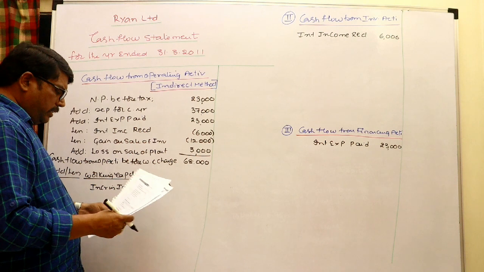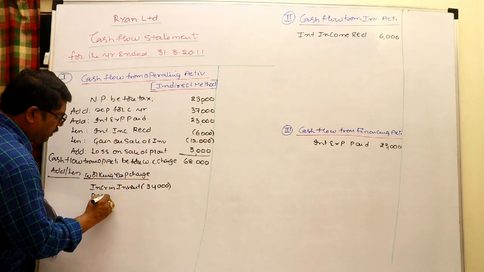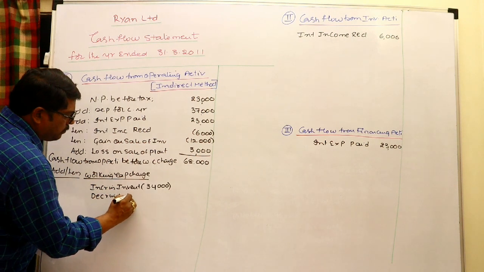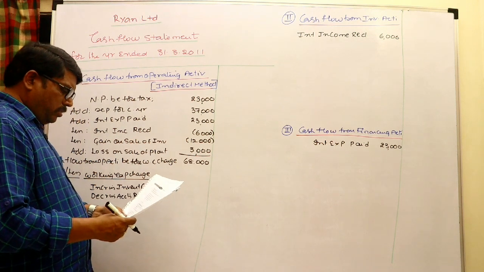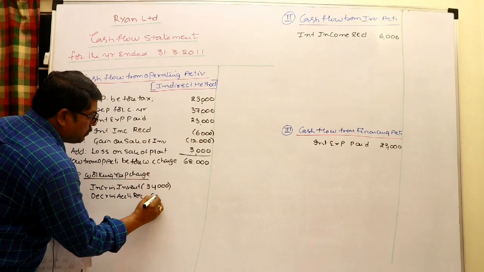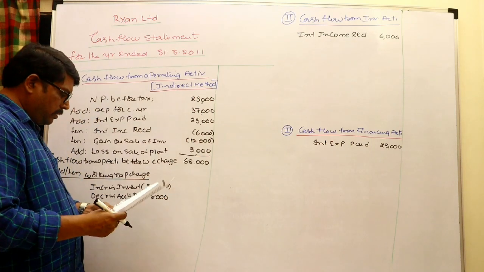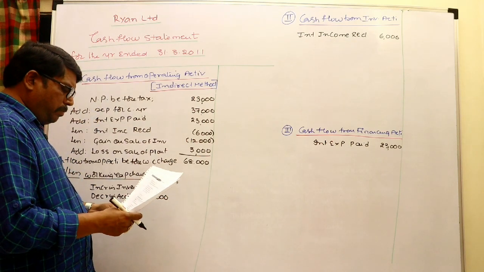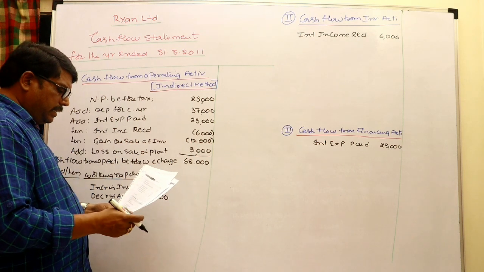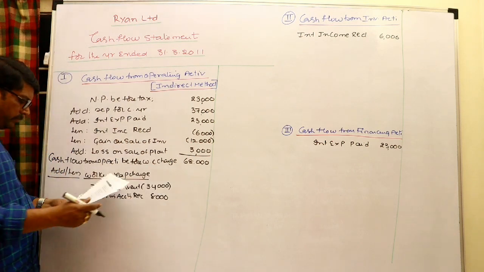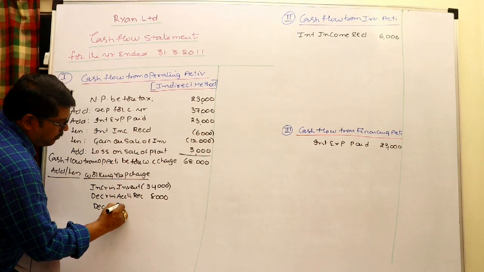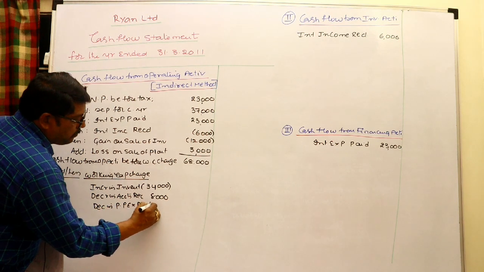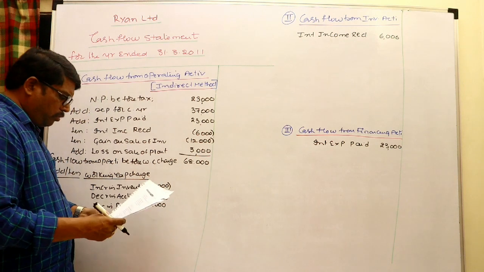Accounts receivable decrease: a decrease in accounts receivable is an inflow. That is 8,000. Cash need not be considered. Prepaid decrease, current asset decrease, inflow 4,000. Decrease in prepaid expense, $4,000 inflow.